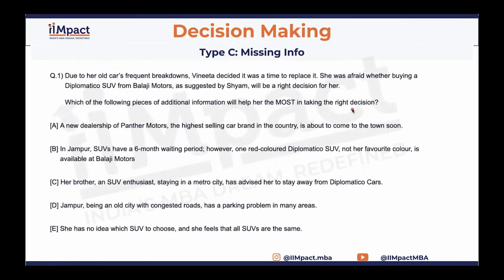Do you actually have to make the decision? Do you have to identify what the right decision is? No, they are not concerned with what this right decision is. They are concerned with what is this additional information that will help you to make the right decision, whatever that decision may be. They are not concerned with what the decision is.